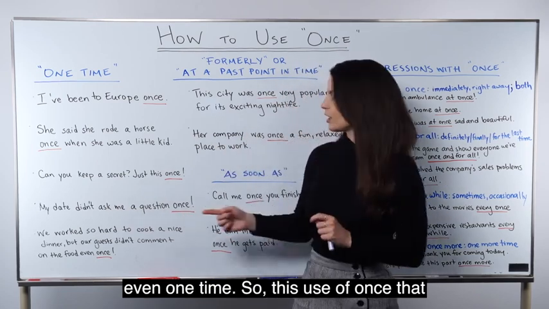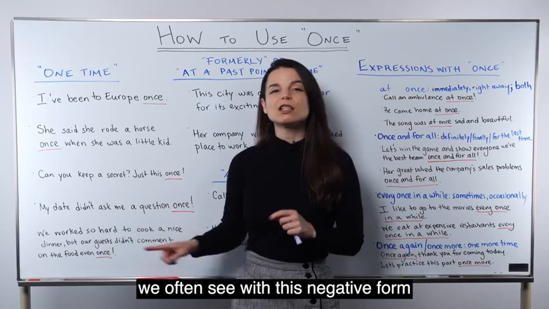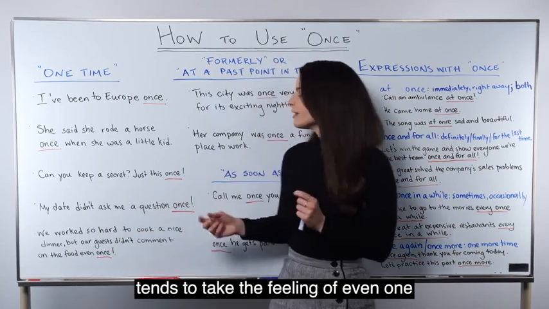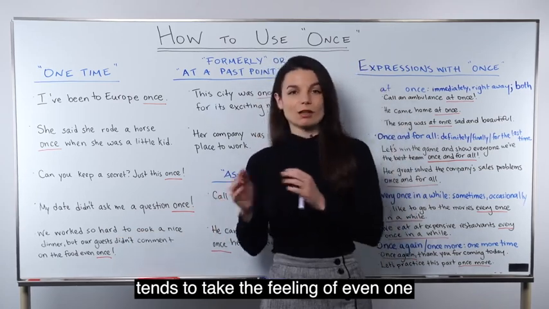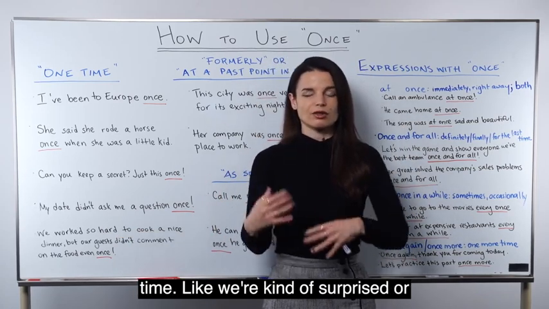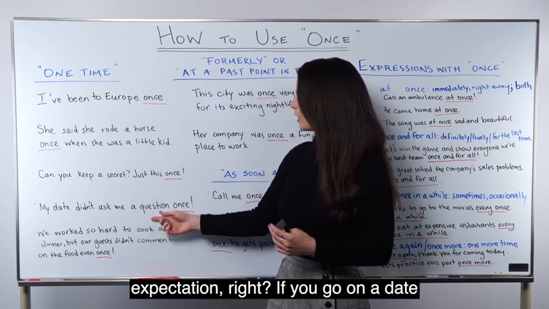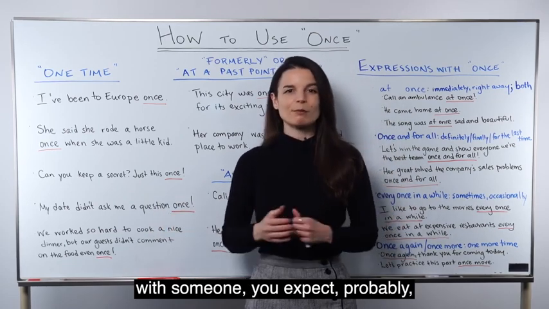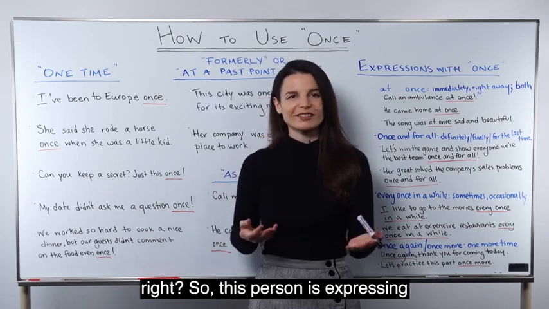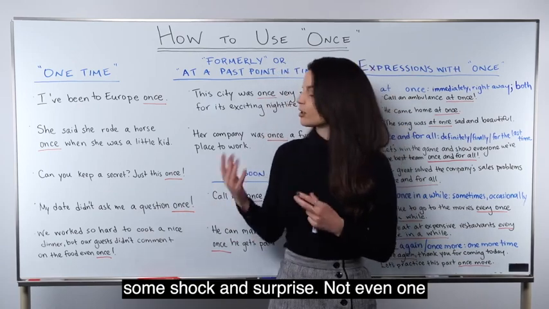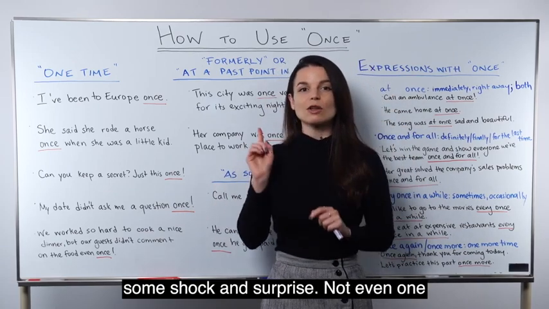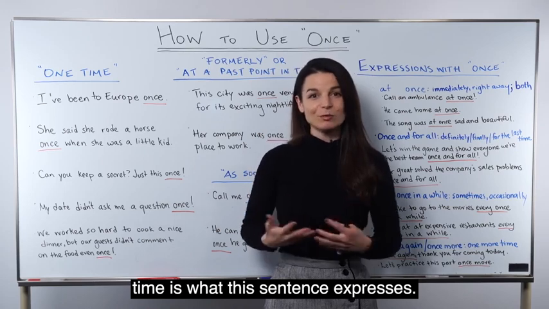So this use of once that we often see with this negative form tends to take the feeling of even one time. Like we're kind of surprised or shocked in some way. You have some expectation, right? If you go on a date with someone, you expect probably they're going to ask you some questions, right? So this person is expressing some shock and surprise. Not even one time is what this sentence expresses.